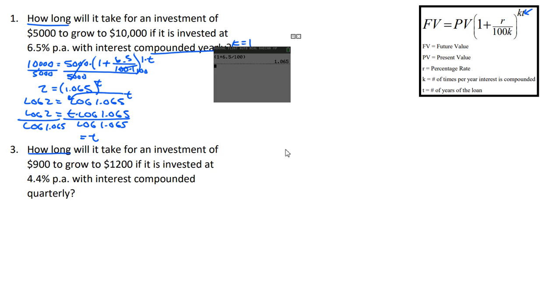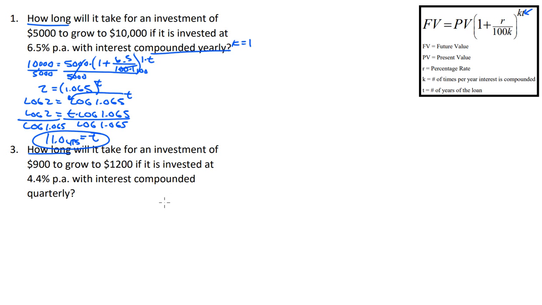Okay, so turn our calculator back on here, and we're going to do log of 2 equals, and then we're going to divide by log of 1.065, and that gives us that it should take about 11 years. 11.0 years is how long it should take.